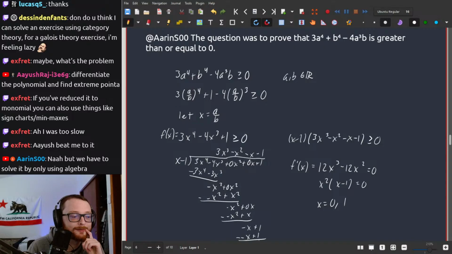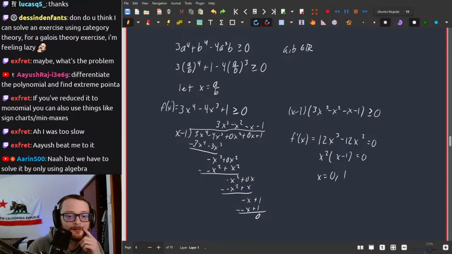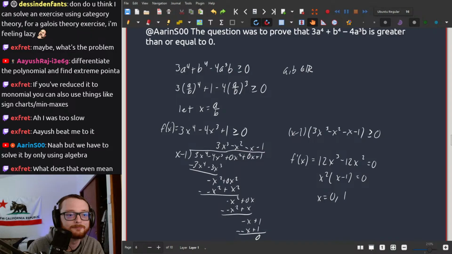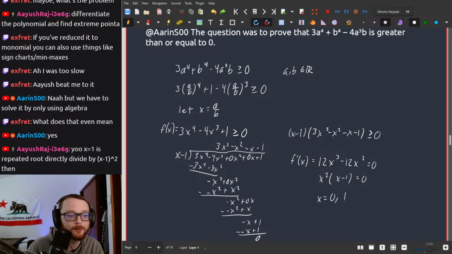Using only algebra? I mean, I guess this should still work then. This still counts as algebra, right? Maybe they don't know calculus in this class. So this argument would, I mean, we might want to do a second derivative test or a sign chart like X-Fred said, but this argument would work.